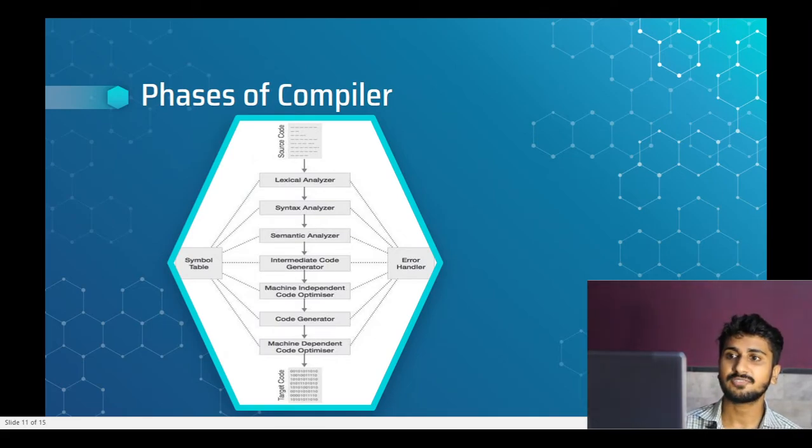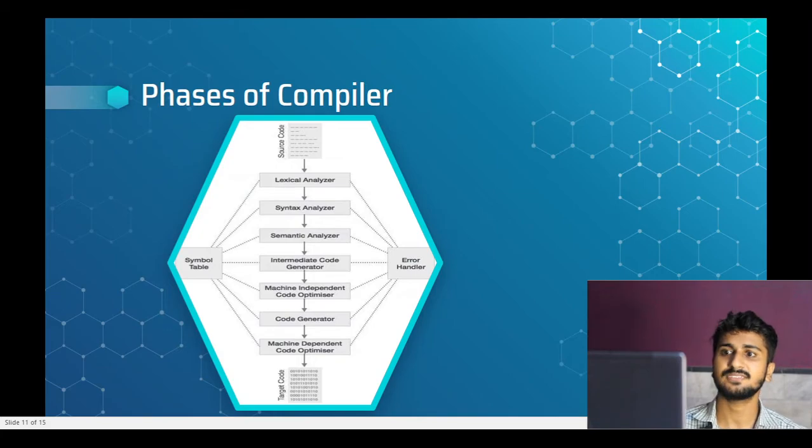So after the symbol table we get the target code, meaning our output, the machine language code. After the target code we get the machine language code, meaning these steps convert the whole code from high level language code to low level language code.